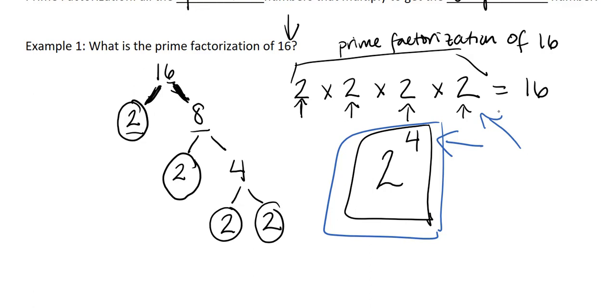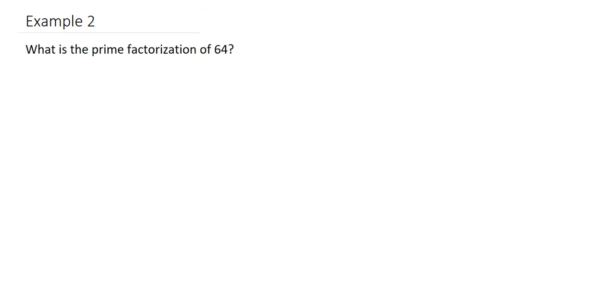Now, let's look at another example. Example 2. What is the prime factorization of 64? Well, if we look at 64, we notice it ends in a 4. So we know it's even, so we can divide it by 2. Now, maybe we forget what 64 divided by 2 is. So we can just do our long division over on the side. So 2 can go into 64 how many times?